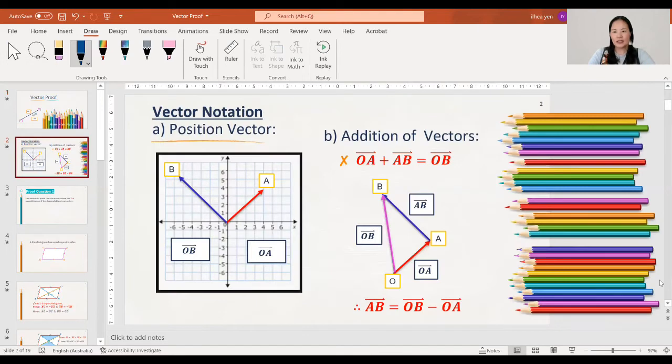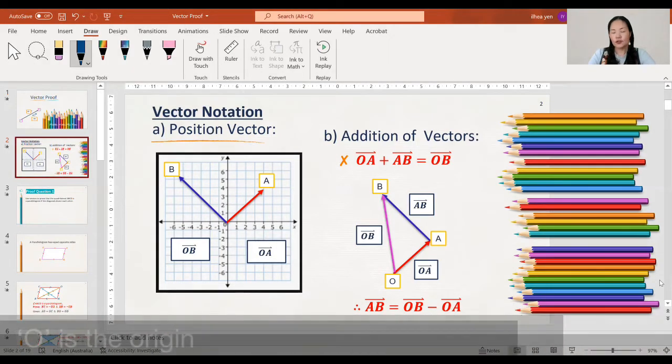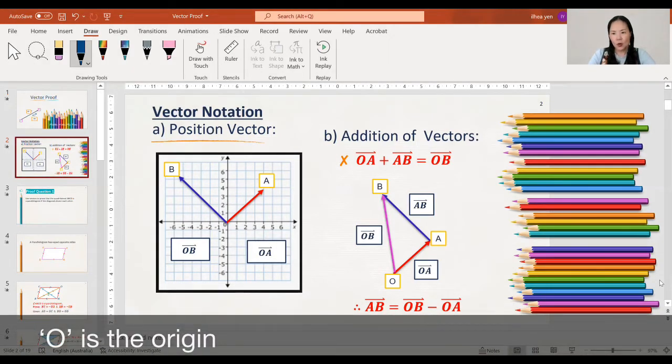Now, position vectors are the ones that actually start from the origin on the number plane. So here, origin to A is called vector OA. And if it goes origin to B, it's vector OB.